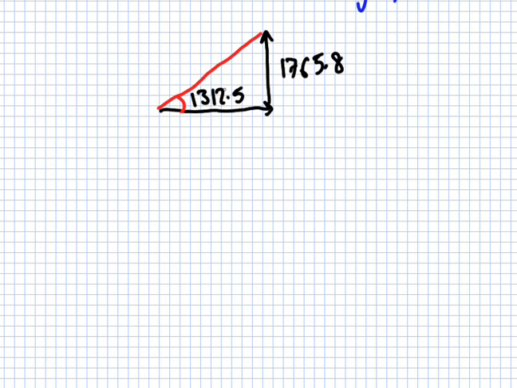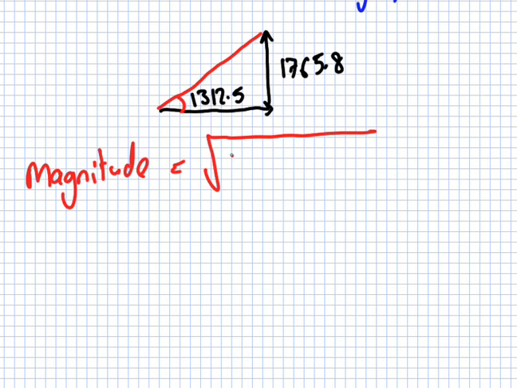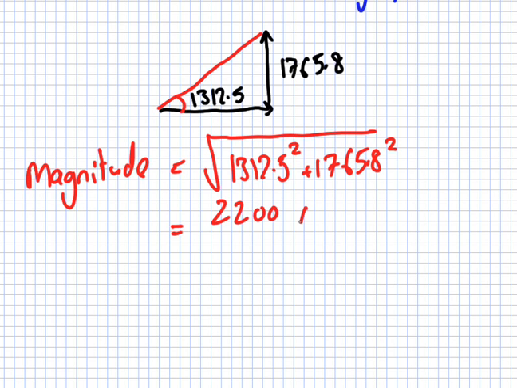So we can use Pythagoras. The magnitude is the square root of 1312.5 squared plus 1765.8 squared. So that is 2,200 newtons.